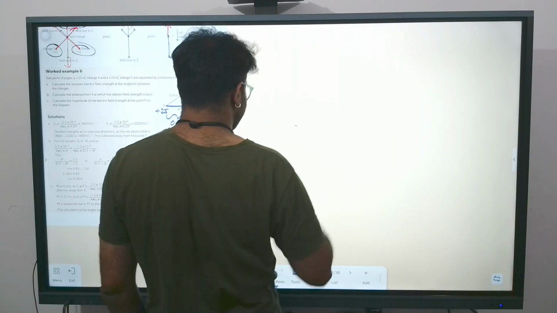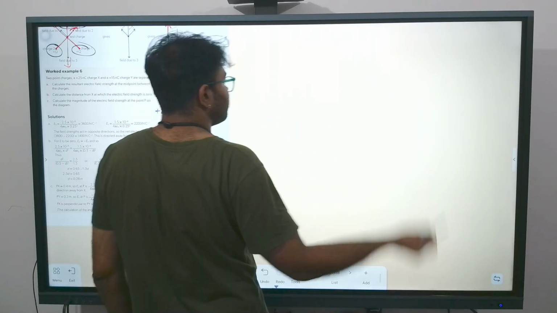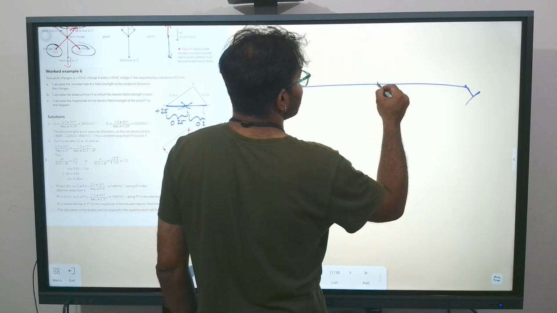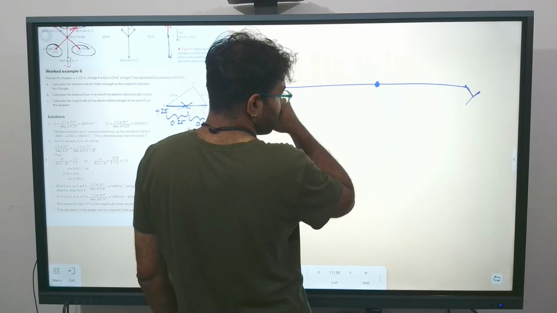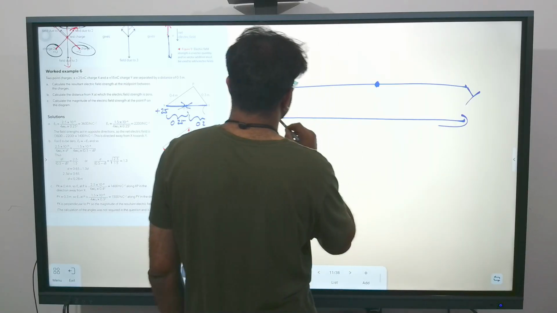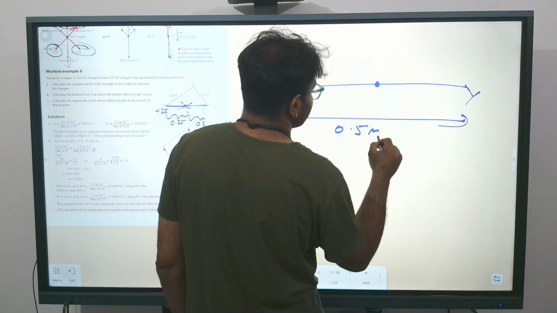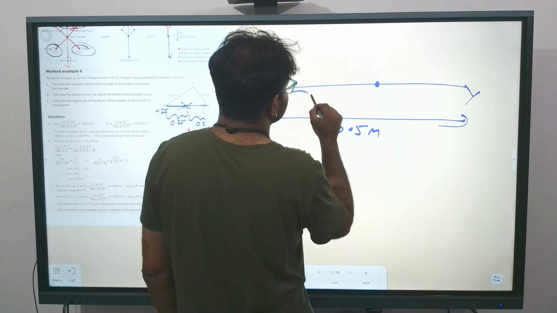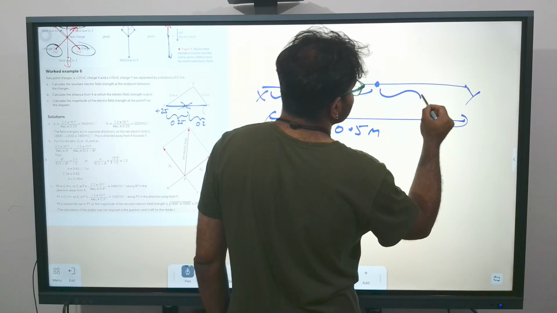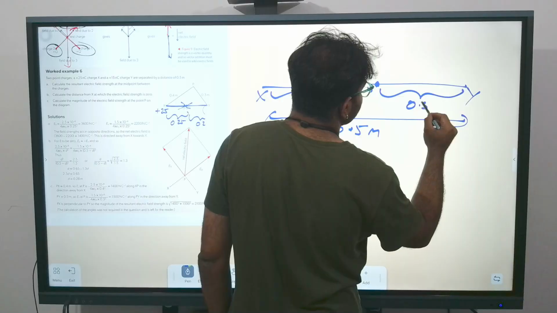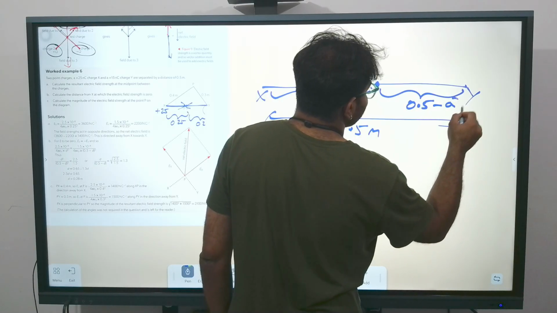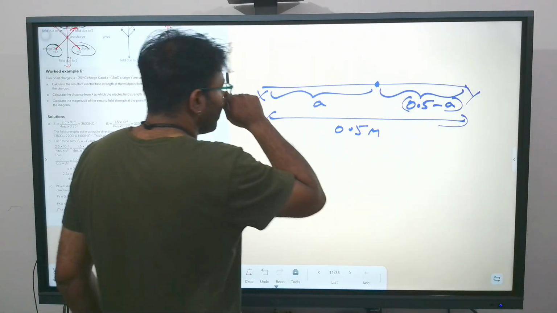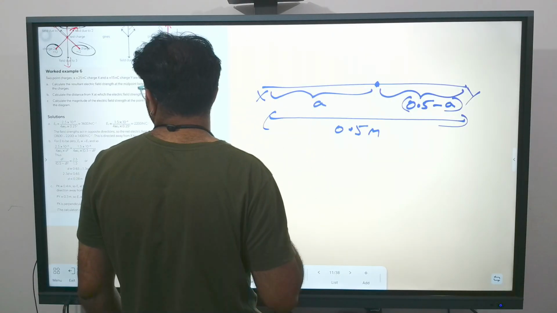Okay, I'll explain to you what is happening here. Basically, this is x and this is y, and you are saying let this be a random point. This whole thing is 0.5 meters. So you are saying let this distance be a, and this distance will be equal to 0.5 minus a, right? So you are saying that these two should be equal. Okay, so now it's correct. Now I'm on the right path.